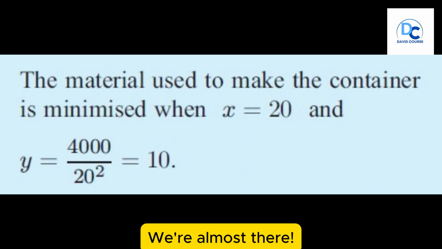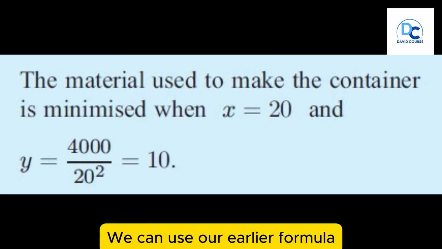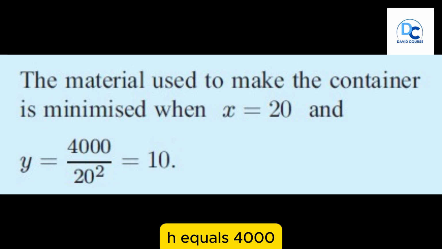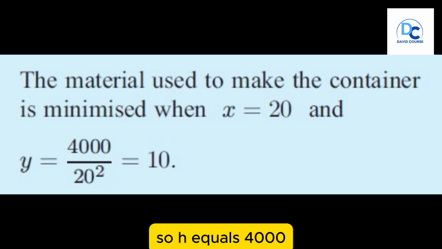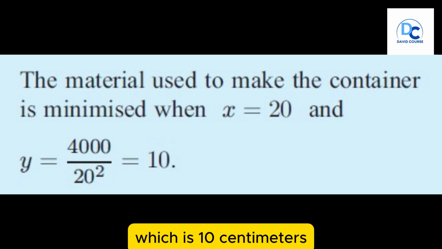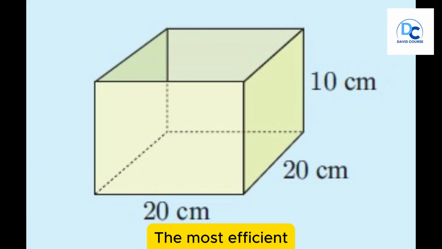We're almost there. Now we just need to find the height. We can use our earlier formula. y equals 4,000 divided by x squared. Plugging in our value for x, we get y equals 4,000 divided by 20 squared. 20 squared is 400. So y equals 4,000 divided by 400, which is 10 centimeters. So there we have it. The most efficient container has a base side length of 20 centimeters and a height of 10 centimeters.